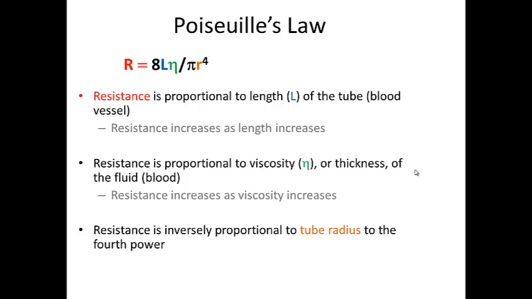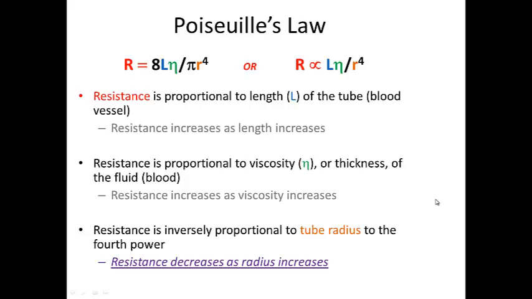Now the big one for us to think about is that resistance is inversely proportional to tube radius. So the R in orange here, that's under the division sign. So that means as tube radius increases, resistance is going to decrease, and vice versa. If the radius of that tube decreases, resistance will increase as a result.